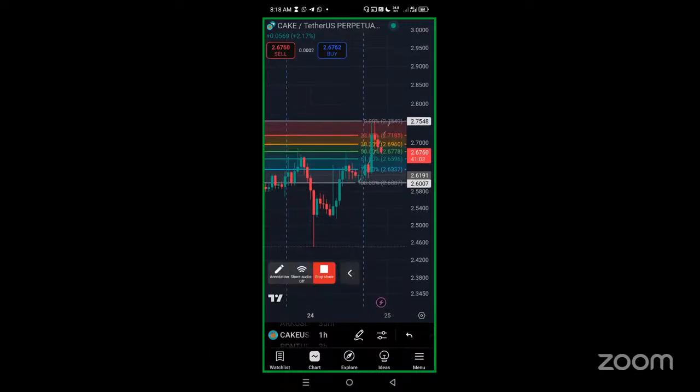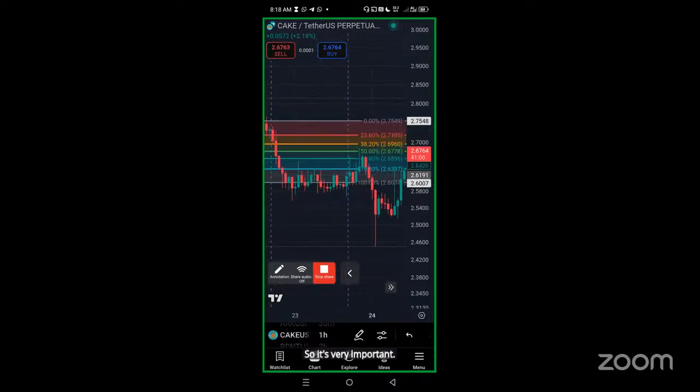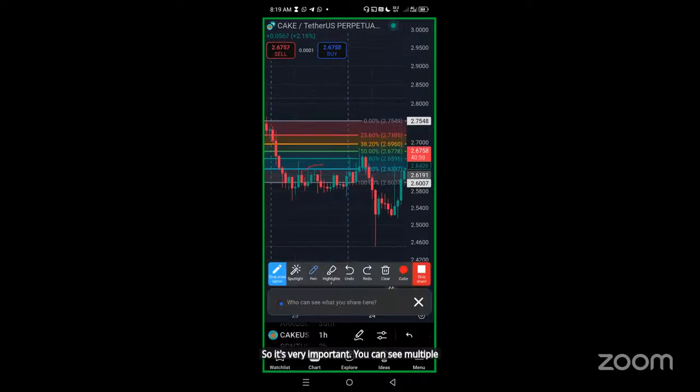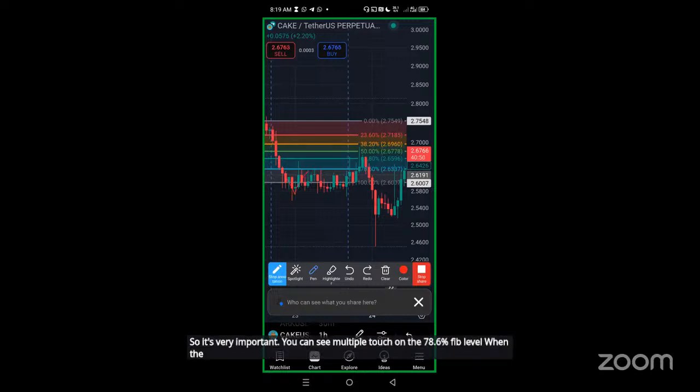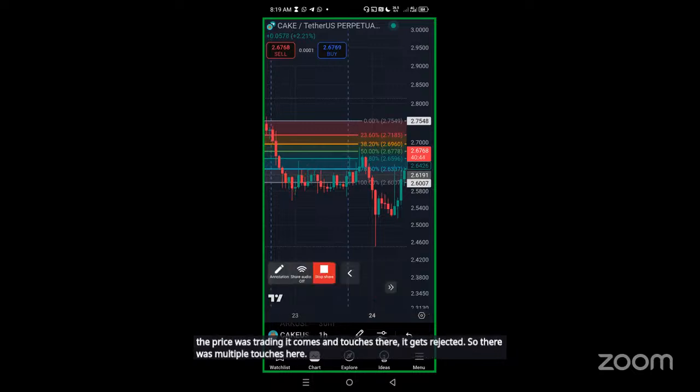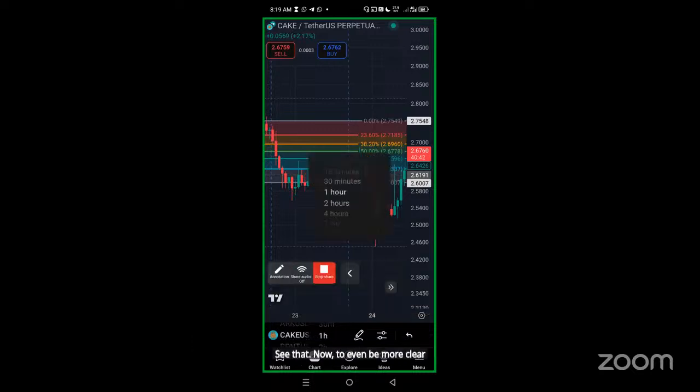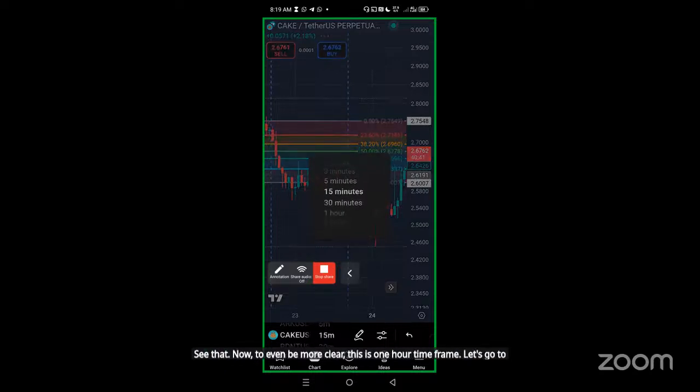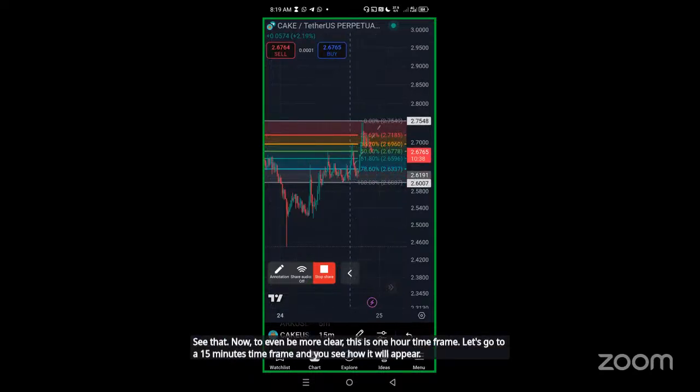So it's very important. We can see multiple touches on the 78.6% fib level. When the price was trading, it comes and touches there, it gets rejected. So there were multiple touches here. You see that? Now to be even more clear, this is the 1 hour time frame. Let's go to a 15 minutes time frame and you see how it will appear.